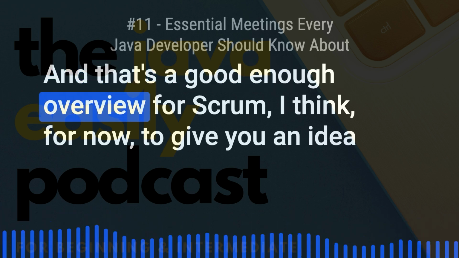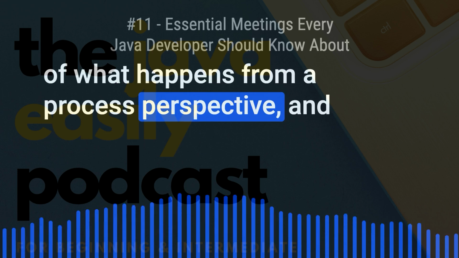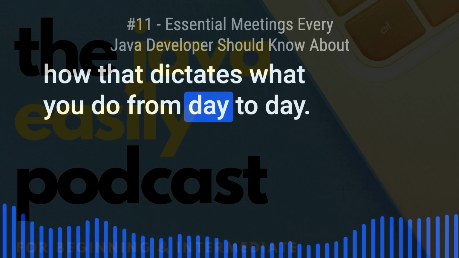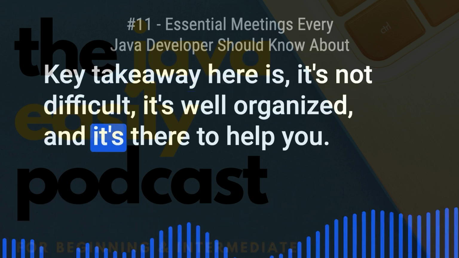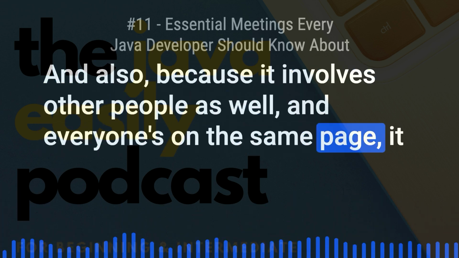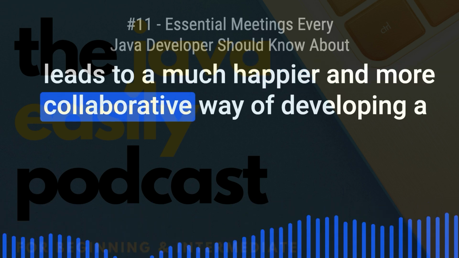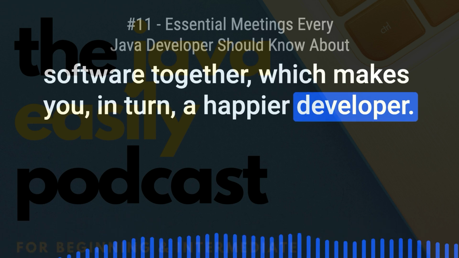And that's a good enough overview for Scrum, I think, for now, to give you an idea of what happens from a process perspective and how that dictates what you do from day to day. Key takeaway here is it's not difficult, it's well organized, and it's there to help you. And also, because it involves other people as well, and everyone's on the same page, it leads to a much happier and more collaborative way of developing software together, which makes you, in turn, a happier developer.